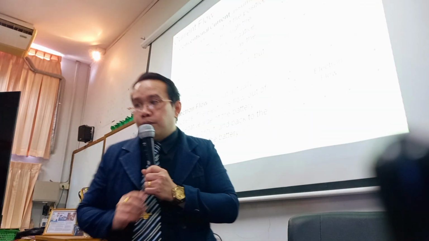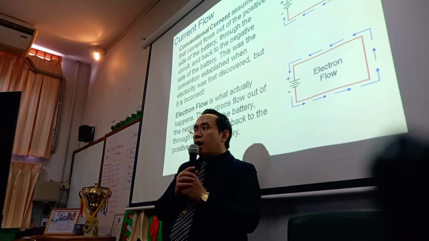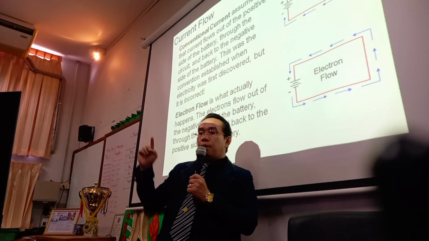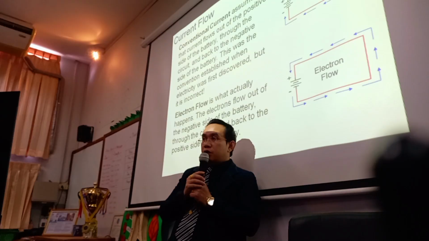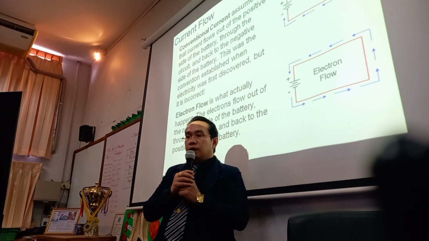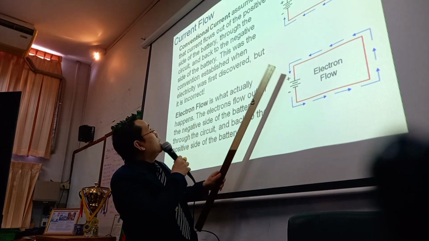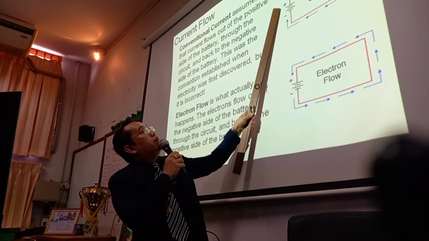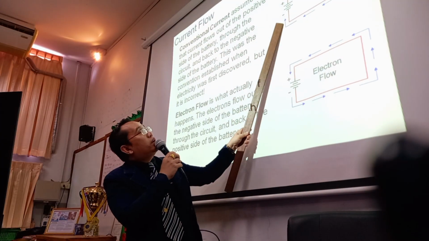So in this circuit, we have current flow. Conventional current assumes the current flows out of the positive side of the battery through the circuit and back to the negative side of the battery. This was established in conventional electricity. So for example, here in conventional current, this is the electrical circuit diagram, as you can see, with positive and negative terminals.